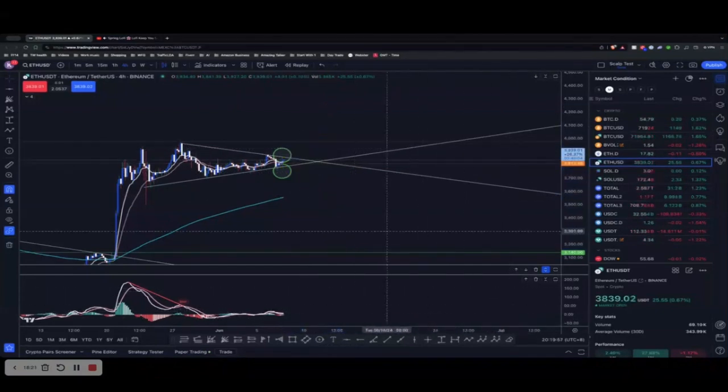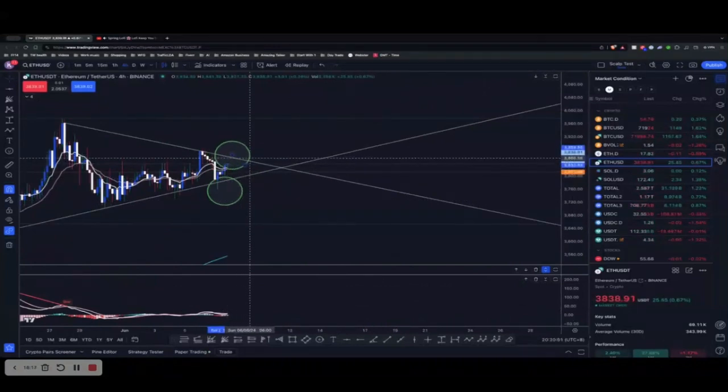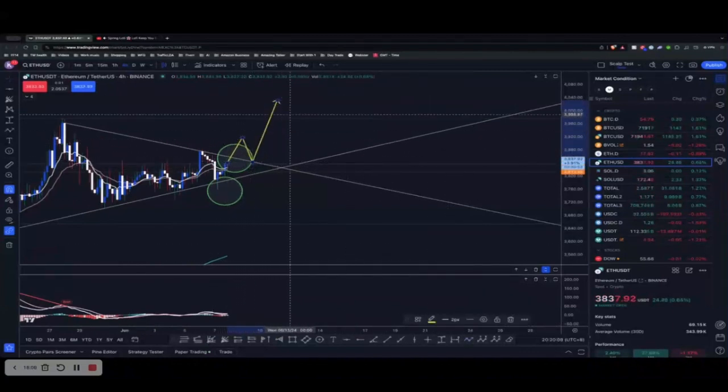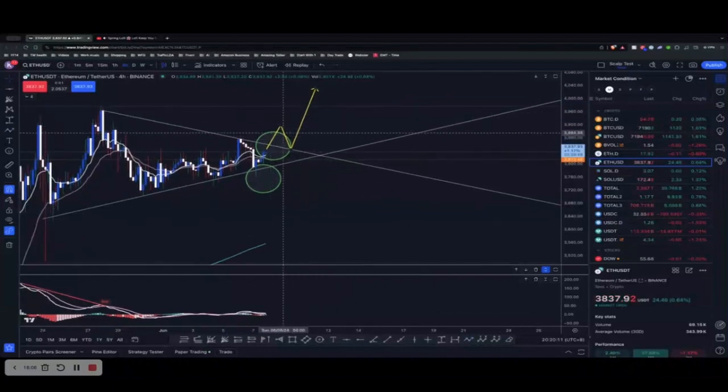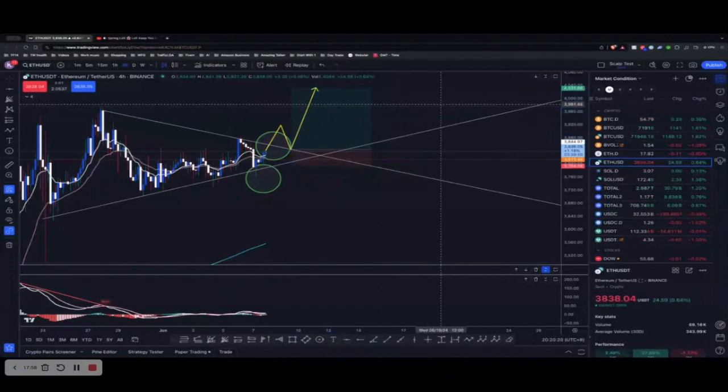So if you're looking for a long, then what you're looking for is potentially some sort of breakout of this trend line. You're looking for some sort of breakout that is going to come up, retest, and then go off. So this is the textbook breakout situation. And normally you enter on the retest. This is really the safe way to do it.